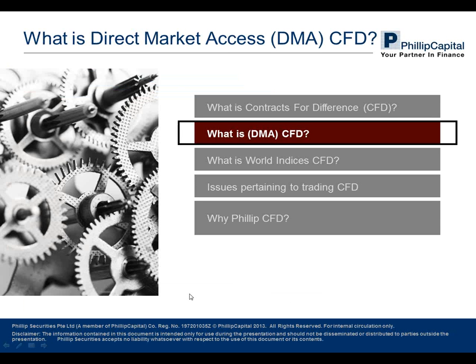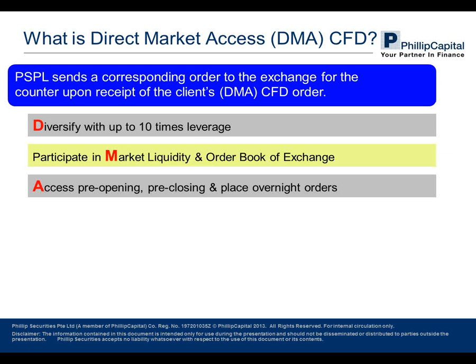We have something called DMA CFD. What exactly is it? It stands for Direct Market Access. This means that we will send a corresponding order to the exchange when you put in your order. It allows you to diversify again with up to 10 times leverage. You can participate in the market liquidity and the order book of the exchange. So you can access the pre-opening, pre-closing, and even place overnight orders.